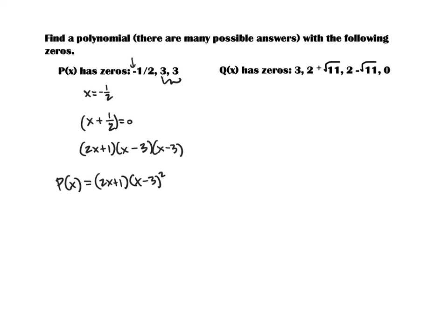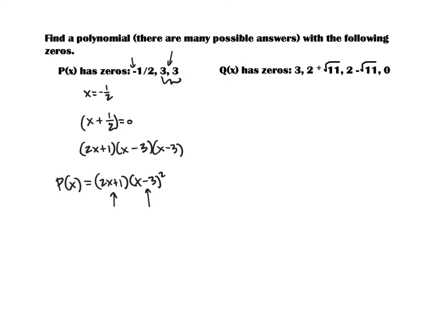Notice how the sign of the 0 in the 1/2 case is negative, but when I write it as a factor, it's positive. And 3 is positive, and in here I've got a negative, right? It's just the value that makes the factor equal to 0.